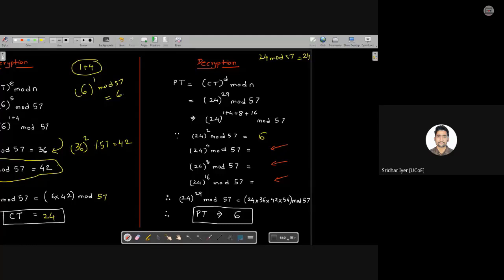Next up, 24 to the power 4 mod 57 is nothing but 6 square mod 57. I guess that comes out to be 36. Yes or no? If we assume it to be 6, the next step has to be 36. What is the next one? 24 to the power 8 mod 57. Now you have to square 36 and take the mod by 57. Now tell me your answer.